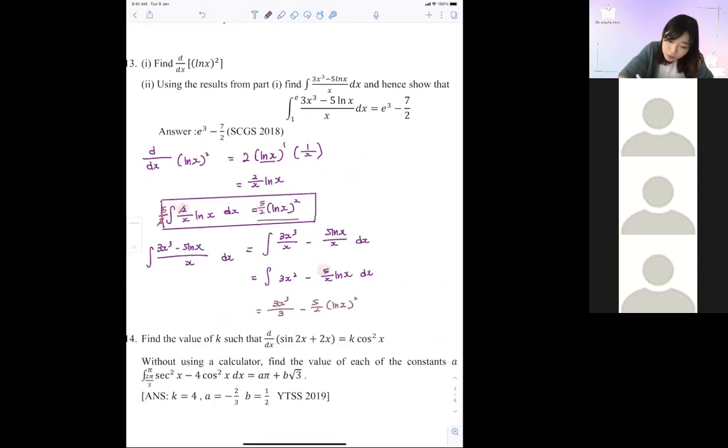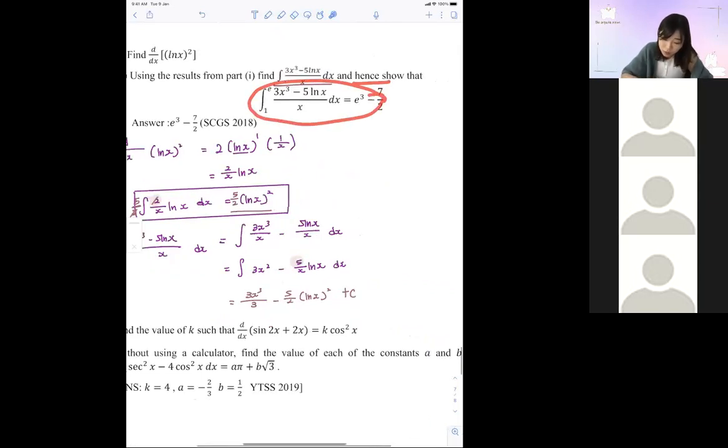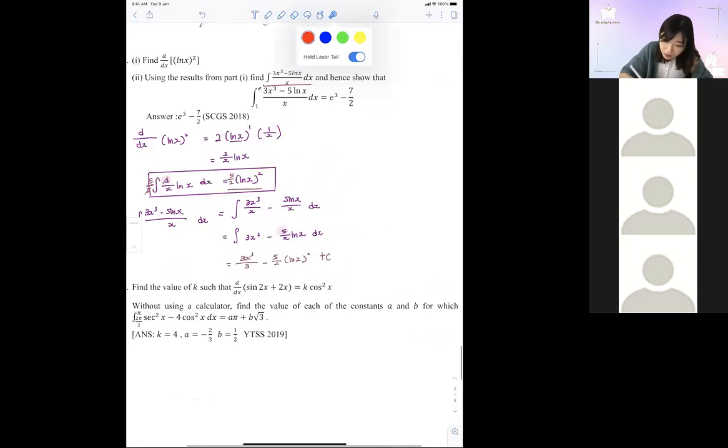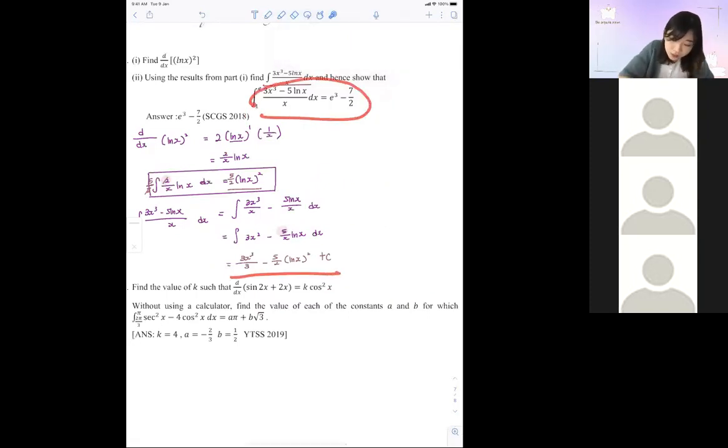Okay. They asked me to find this first. So you must put plus c. Okay. Then they say hence show this one. So only when you finish integrating, then you can put the numbers in. If you straight away put the numbers in, you won't get this mark, the -1 mark. Okay. Must present properly.